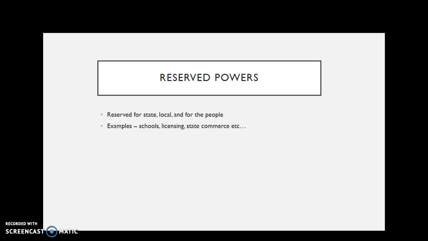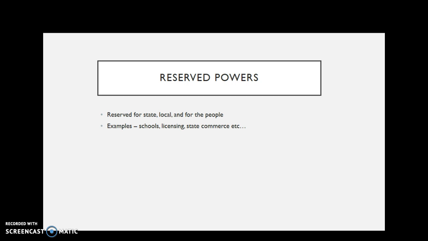Examples of reserve powers for the states are schools, licensing, commerce within the state, putting out goods and services, setting up local governments. These are things that the states are supposed to be in charge of within their own borders. So, reserve powers are powers that the states are in charge of within their own borders.